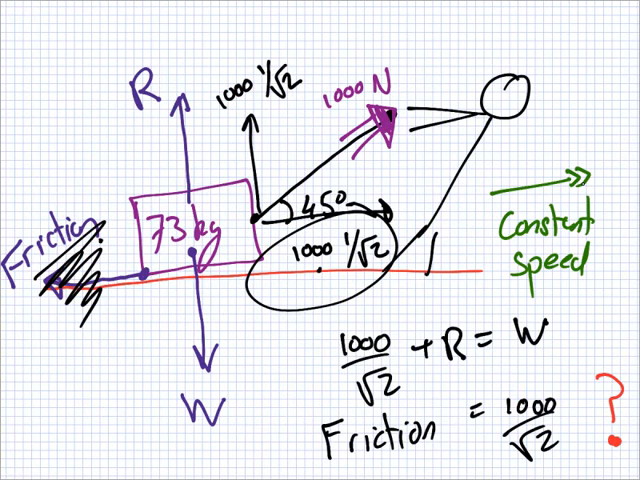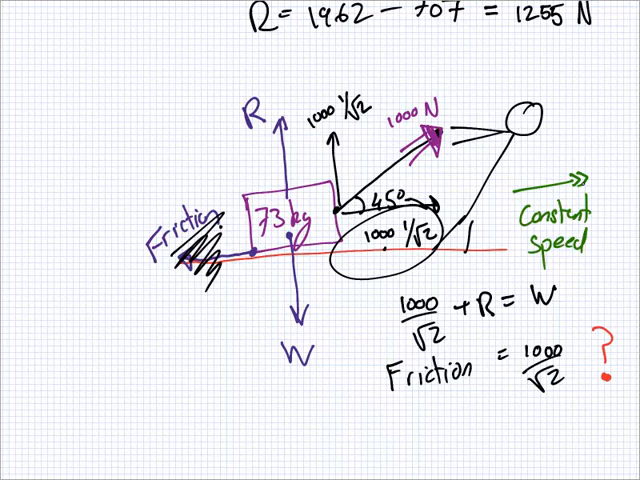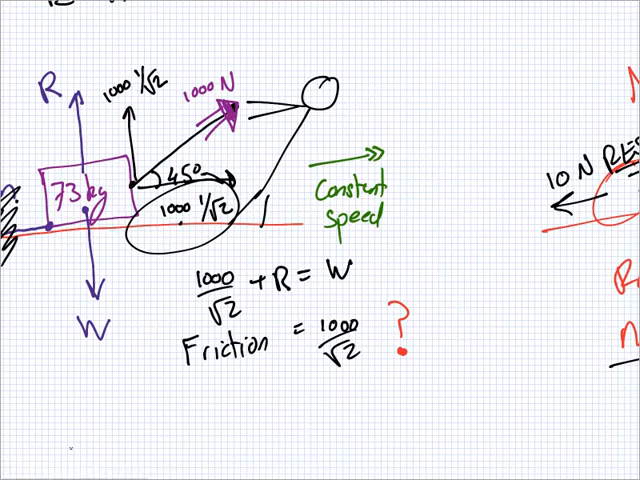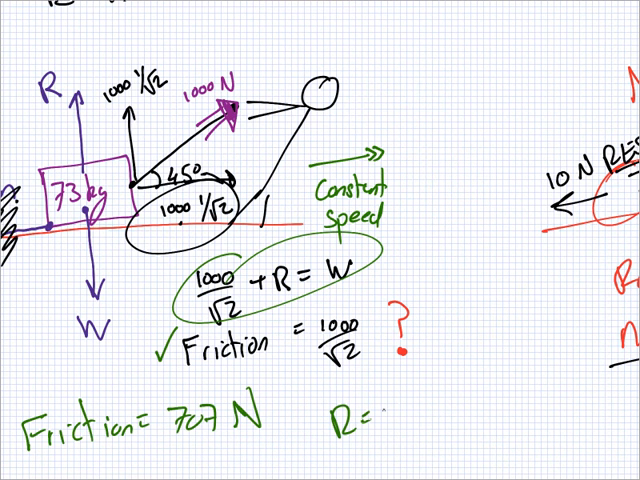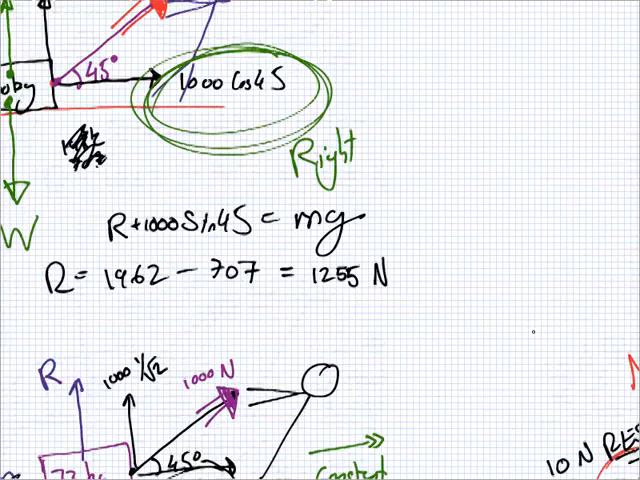So can I calculate R? Easily. Can I calculate friction? Yeah. The friction, I think this is 707 newtons. And the R here, the R will equal W minus that, which I think, it's the same answer I got before. I think it's 1255 newtons.